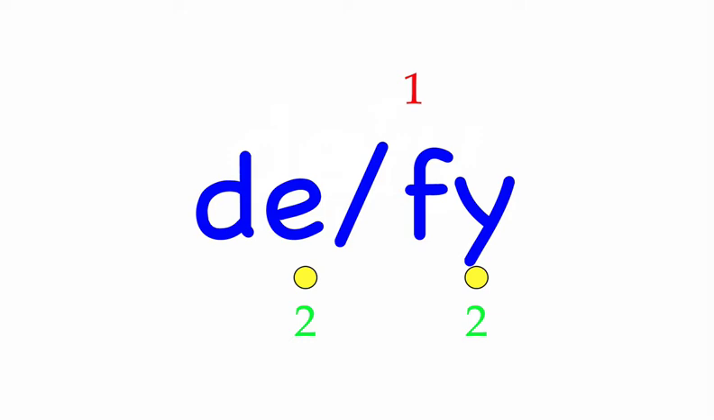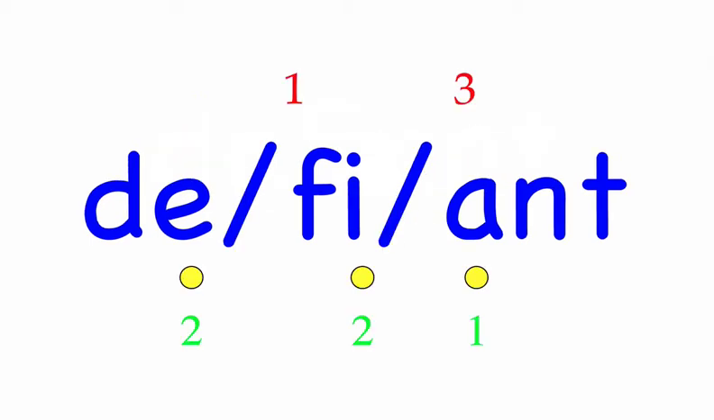Defiant, three syllables, first syllable D, two sounds, D, E. Phi, two sounds, F, I. Ant, three sounds, A, N, T. Defiant, mark the word. We changed the Y to I here because we have a consonant directly in front of the Y in the root word defy.